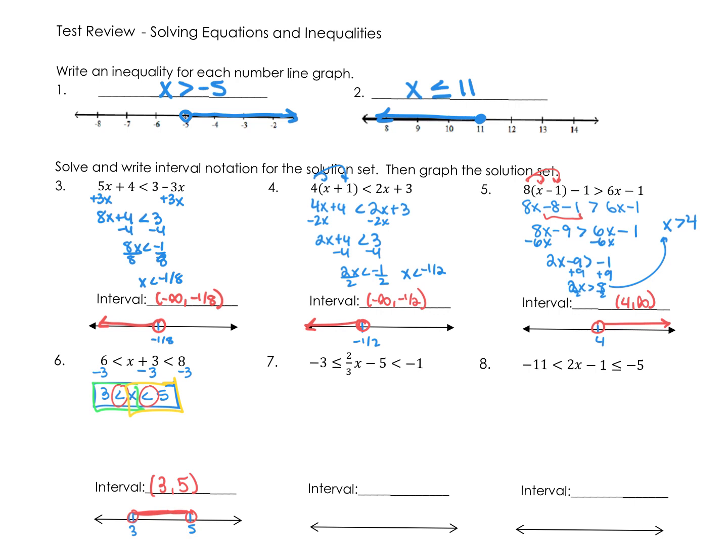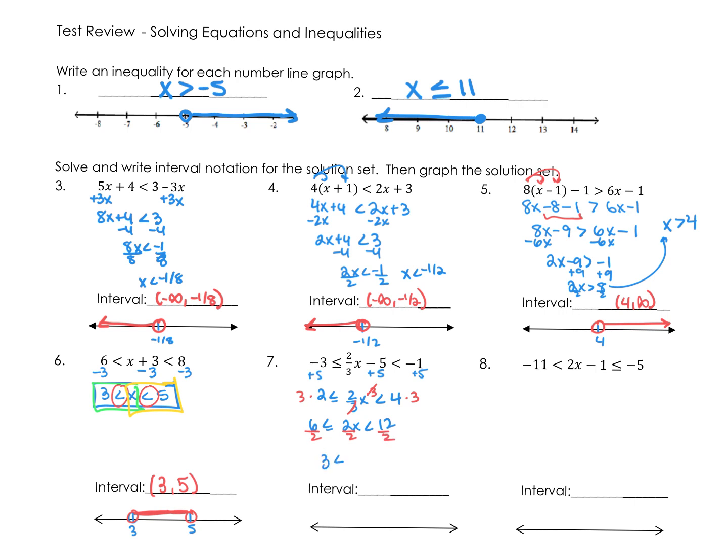Over here, we'll start by adding 5 to all 3 sides. We'll get 2 is less than or equal to 2/3 x, less than 4. To get rid of the 3, that's dividing by 3, so we'll multiply all 3 parts by 3. That'll get rid of the 3. We'll have 6 is less than or equal to 2x, which is less than 12. And then they're multiplying by 2, so we'll divide everything by 2.